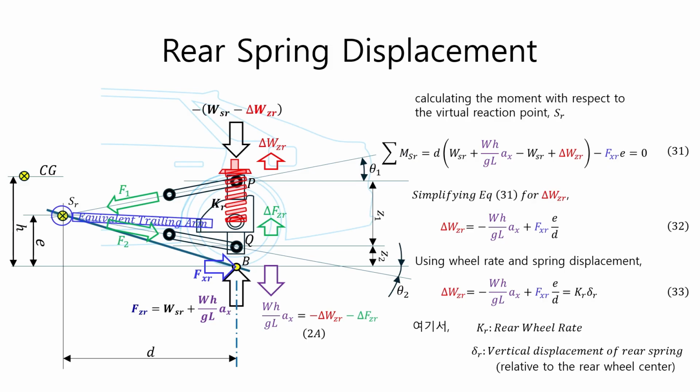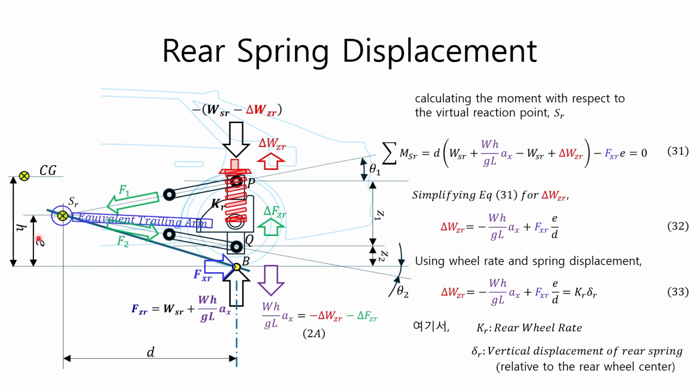For a rear wheel braking vehicle, let's calculate the rear spring displacement relative to the rear wheel center. To do this, it is necessary to determine the relationship between the previously mentioned rear braking force, FXR, the vertical dynamic load, and the vertical dynamic load acting on the rear spring, delta WZR. By calculating the moment with respect to the virtual reaction point, SR, we obtain equation 31. In this equation, the reason the sign of the last term is negative is that the braking force, FXR, is negative and generates a positive moment with respect to the virtual reaction point, SR.